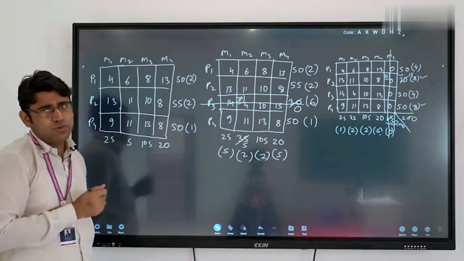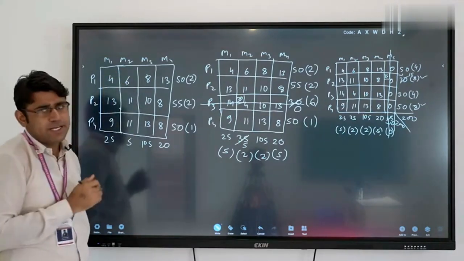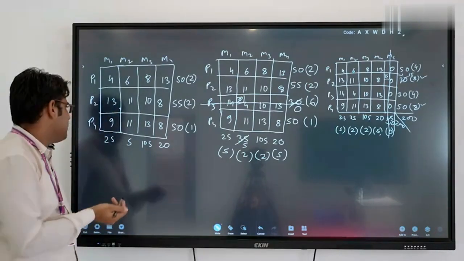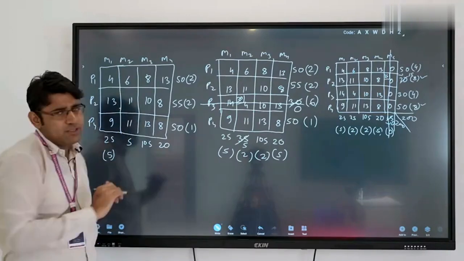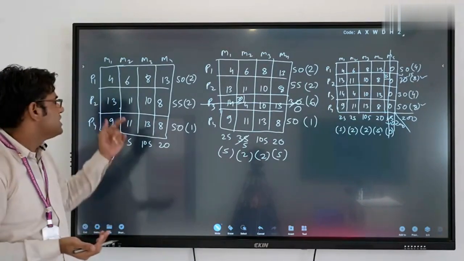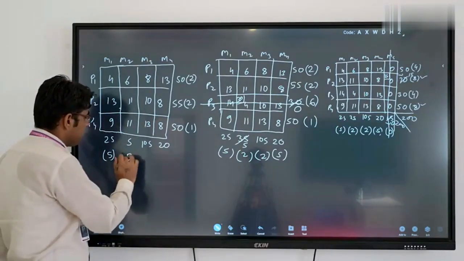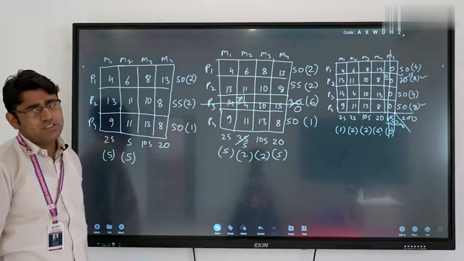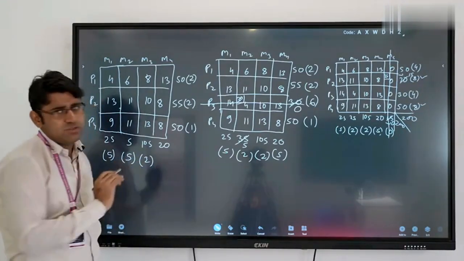Similarly, we find the penalties of each column. In the first column, the smallest is 4 and the second smallest is 9. So the difference of 9 and 4 is 5. So the penalty is 5. And in the second column, the smallest is 6 and the second smallest 11. So the difference of 6 and 11 is 5. So the penalty is 5 right here. And in the next column, the smallest is 8 and the second smallest 10. So the difference of 10 and 8 is 2. So the penalty is 2 right here.